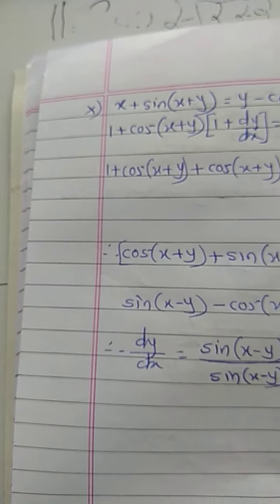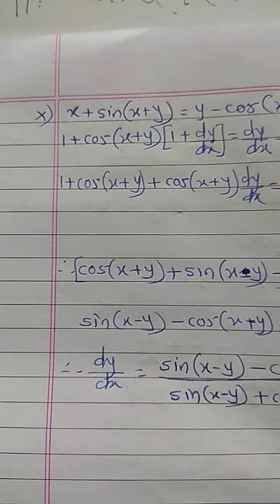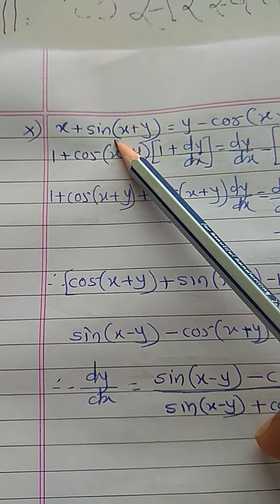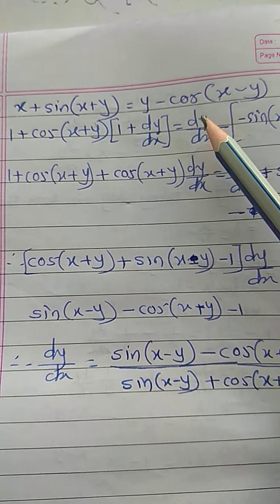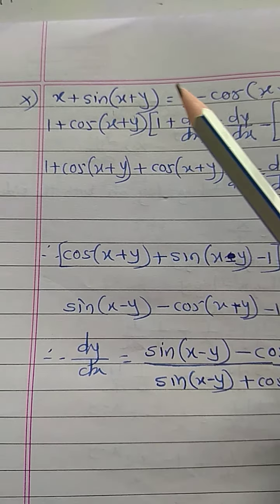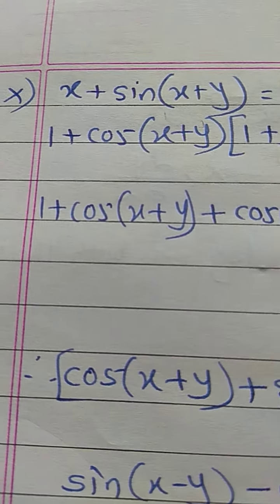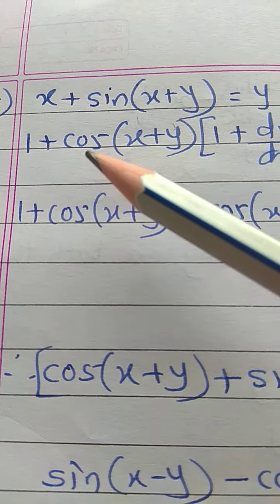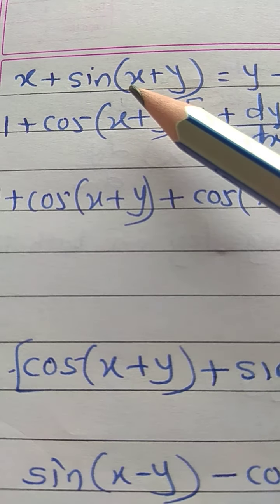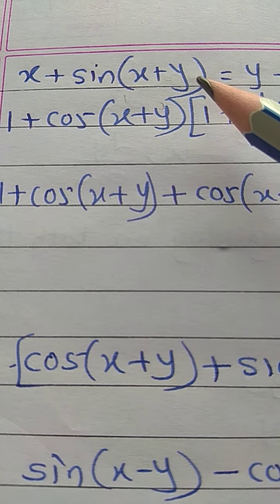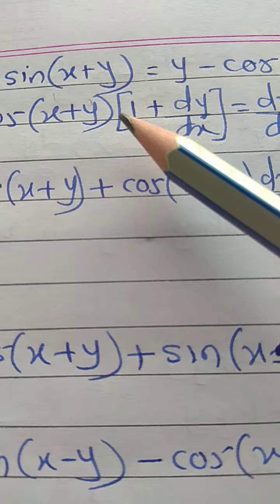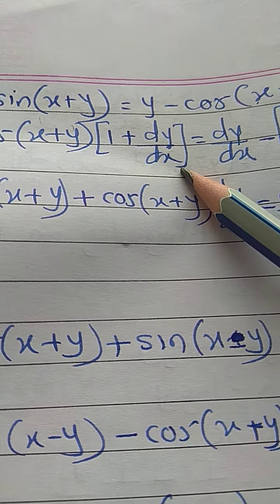Now Roman 10: x plus sine of x plus y plus y is equal to cos of x minus y. Differentiating with respect to x, derivative of x is 1 here. Derivative of sine is cos of x plus y into derivative of this bracket, that is x plus y. Derivative of x is 1 here. Derivative of y is dy by dx.